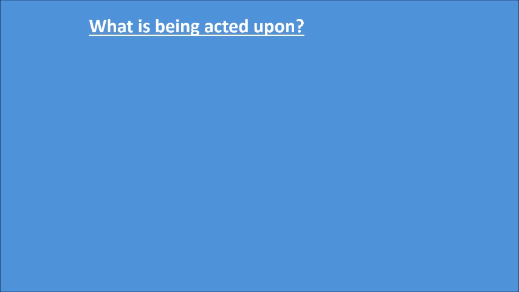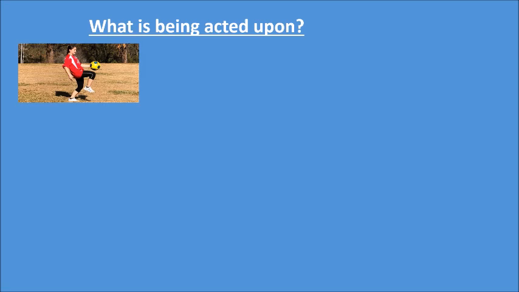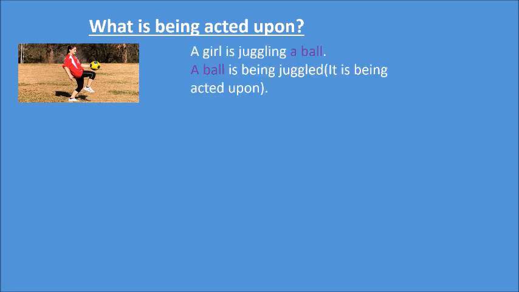Okay, so how do we identify the object in a sentence? Very simple, by asking ourselves this question: what is being acted upon? Let's take a look at this picture one more time. A girl is juggling a ball. Let us ask ourselves this question: what is being acted upon? A ball is being juggled, so it is being acted upon. Therefore, a ball is the object.